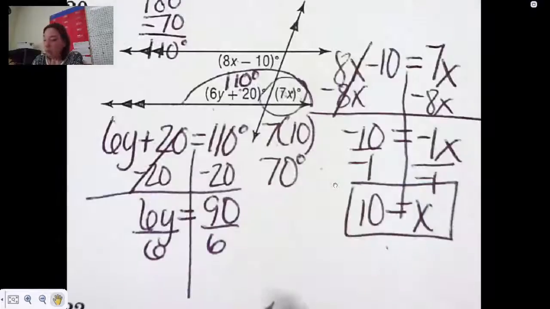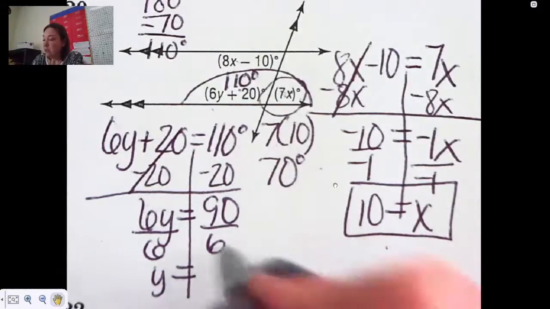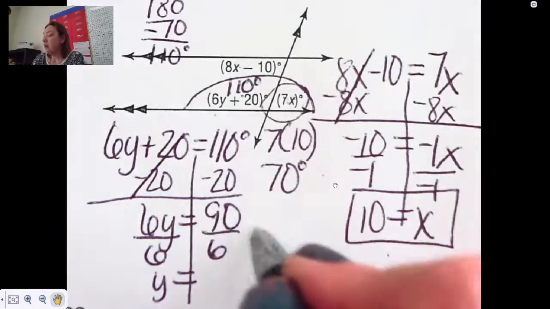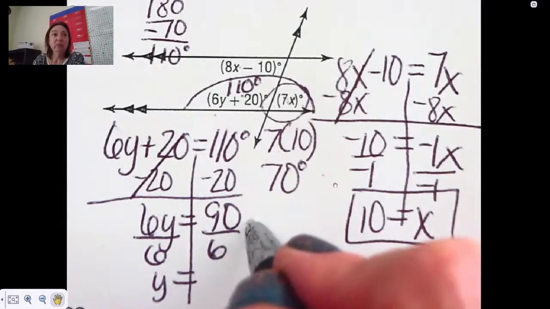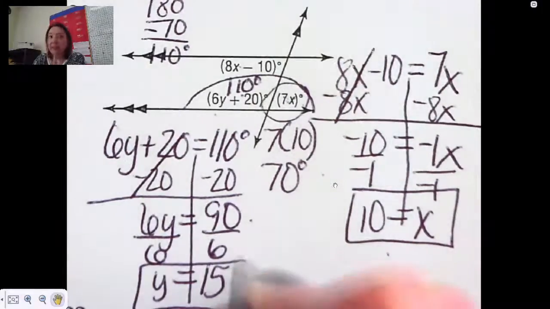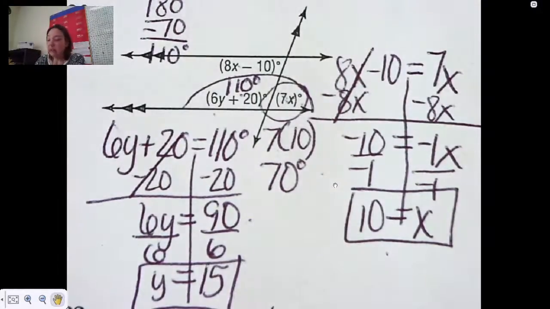And so what does that give me for y? So 6 goes into 9 one time, and I have 3 left over, so that's 30. How many times does 6 go into 30? 5, so that gives me 15, right? y is 15.